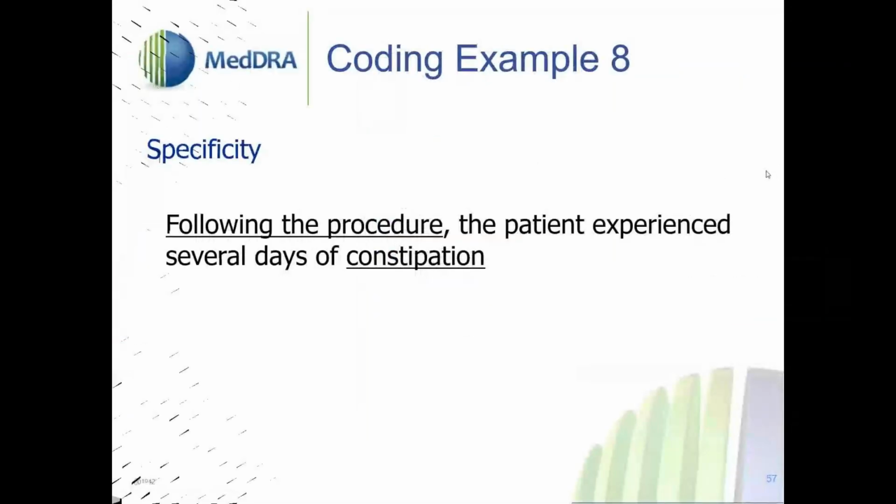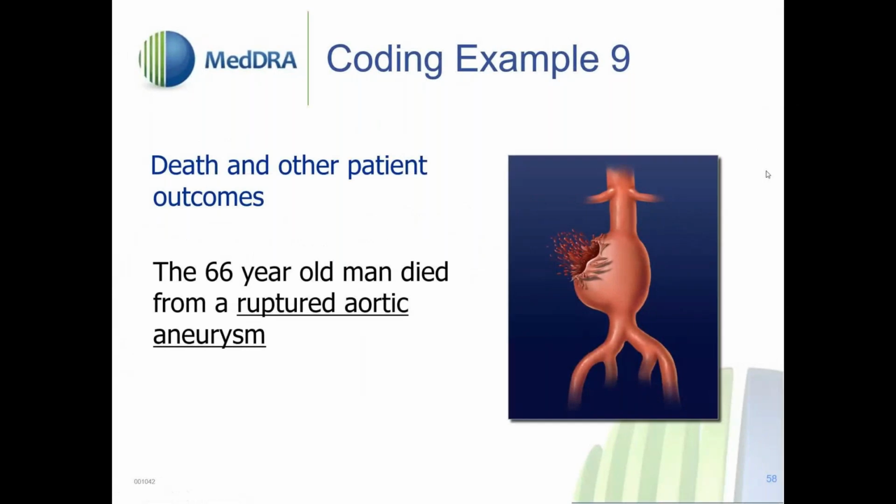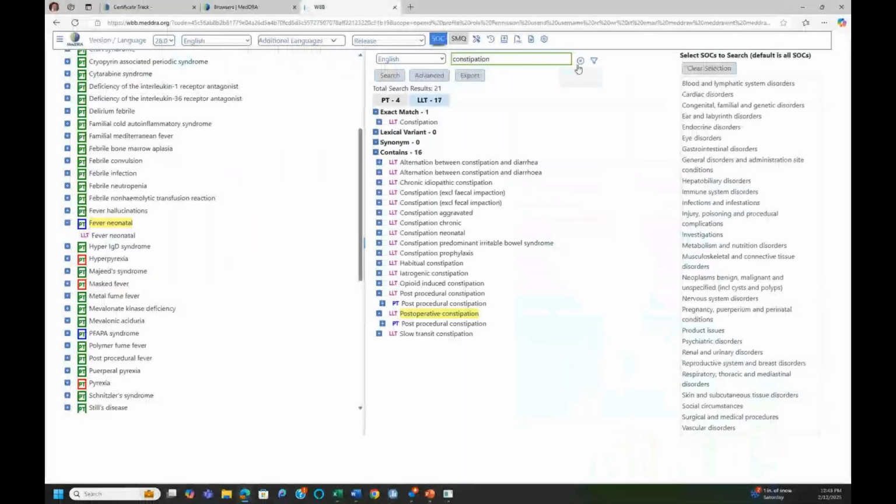Okay. How about this one? Death and other outcomes, just like the example that one of you asked about, and thank you for that question. This 66-year-old man died from a ruptured aortic aneurysm. The report is giving me the gender of the patient, which is outside the scope of MedDRA, the age of the patient, again outside the scope of MedDRA, the fact that the patient died, and the cause of death, which was a ruptured aortic aneurysm. We just saw in the ICH endorsed guidelines that when you have an outcome of death with an underlying cause of death, you don't need to report the death separately. So in this particular case, I am looking for the aortic aneurysm that ruptured.